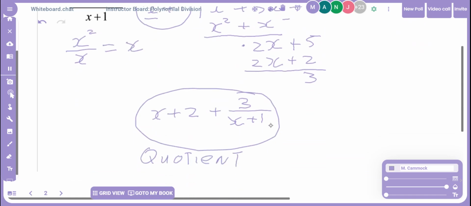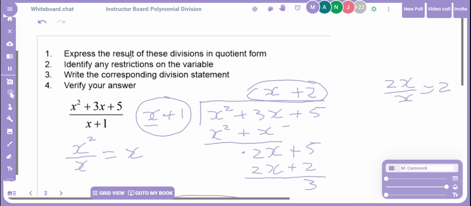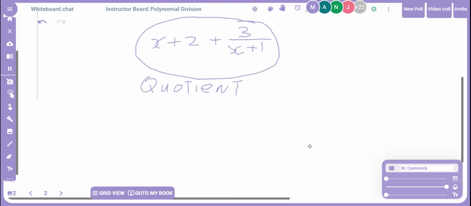So what I have here now is my quotient form. And the other thing the question asks, if you go back up and look at it again, just scrolling back up here, it says, express the result of these divisions in quotient form. We've done that. Identify the restrictions on the variable. Can somebody help me with that? What value of x could cause a problem here? What can x, based on what we have here, not be equal to? X cannot be equal to minus 1, correct? Okay, that's your restriction on the variable.